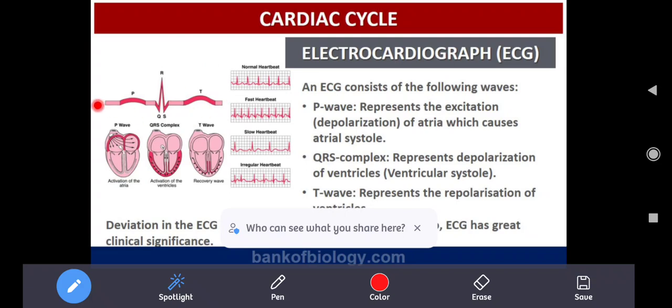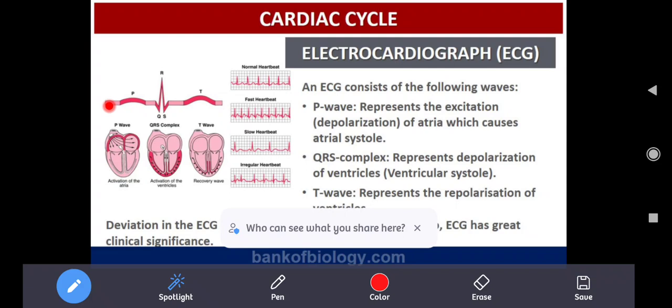You might have observed the monitor kept in the ICU in the hospital. We might have noticed these waves continuously moving. It monitors the function of the heart. First the P wave is formed, then Q moves a little downwards, and R is the peak, and again S goes a little downwards, and then comes T.